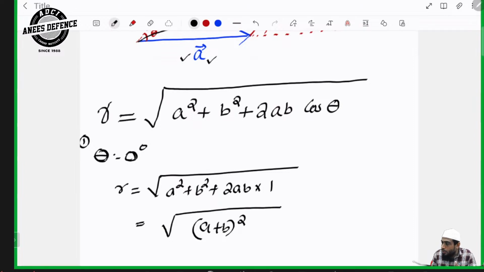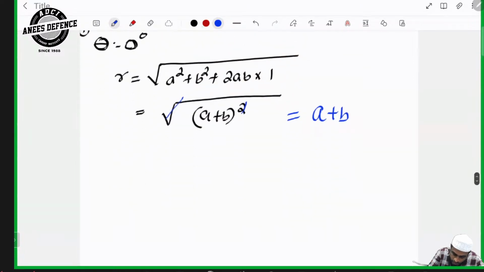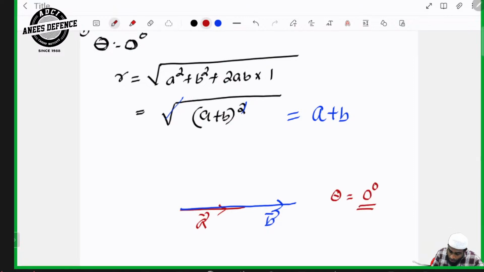What is the root of A plus B the whole square? This square and this square root will cut. You will get A plus B. So, in this case, what is given? You have a vector A, another vector B, A and B. The angle between these two is 0 degree. If you want to calculate the resultant, no need to use the formula. Simply add 2 vectors.